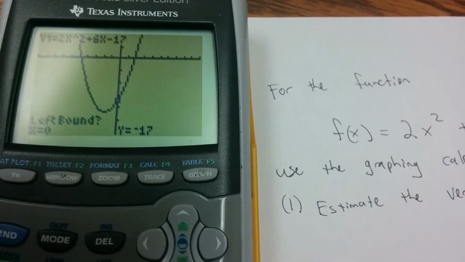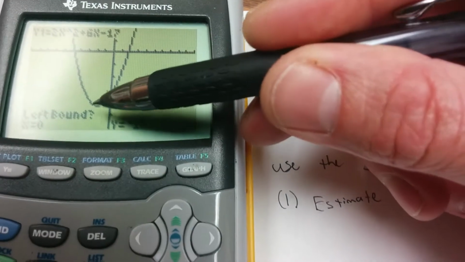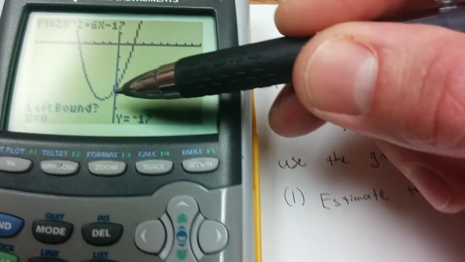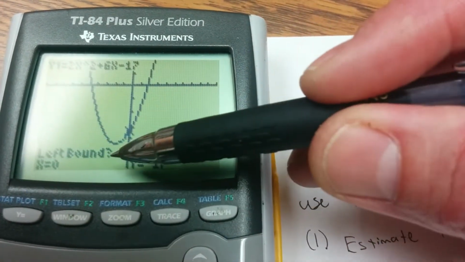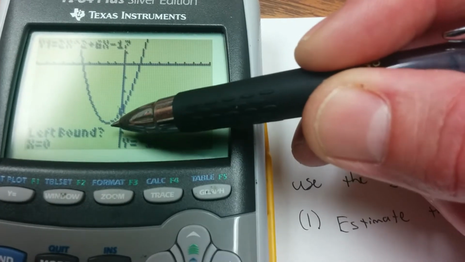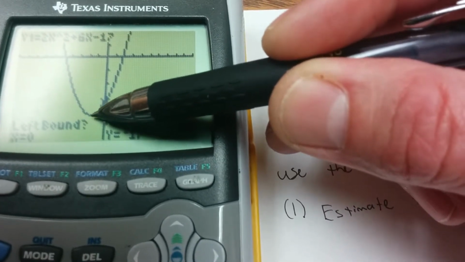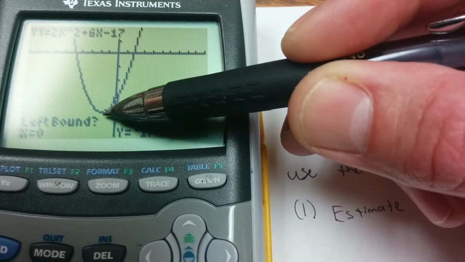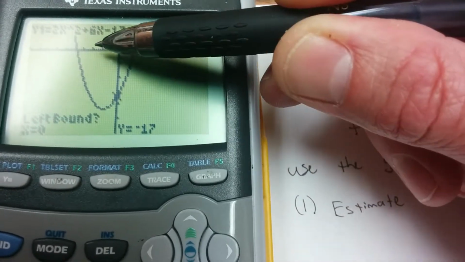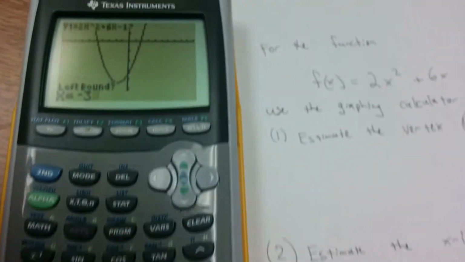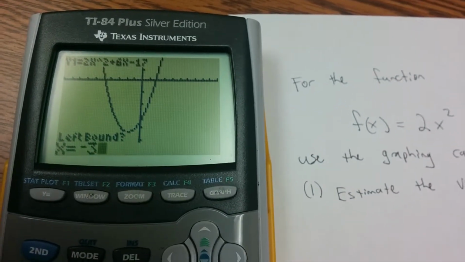Basically the calculator is going to find that point for us, but we have to help it out a little bit and tell it where to look. If you notice, it's asking me for a left bound. I have to tell it basically how far left to look to find that minimum. So roughly the x-coordinate is maybe negative 2. I'm just taking a wild guess here for that minimum. So I'm going to tell the calculator, look as far left as negative 3. So I actually can just go down here and type negative 3 for my left bound and press enter.